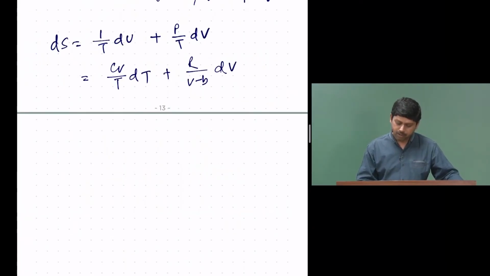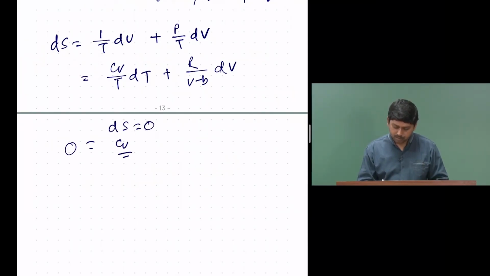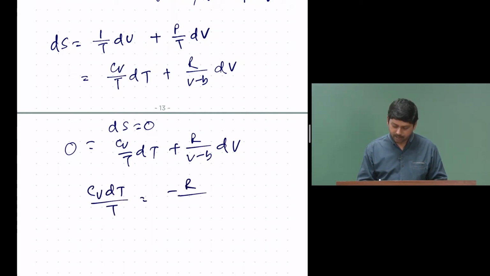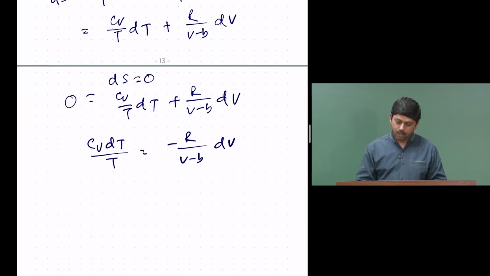Now, in order to introduce the gamma, we know that for a reversible adiabatic process, ds equal to 0. So, 0 equal to Cv by T dt plus R by V minus B dV. Okay. So, now we can write Cv dt by T is minus R by V minus B dV. Now, you see that we can write R for an ideal gas as Cp minus Cv.